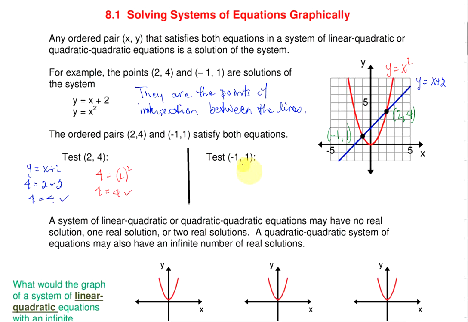Alright, let's try the point (-1, 1). For our linear function, y is 1 and x is -1, and so we get 1 equals 1, so that works. And for our quadratic function, y is 1 and x is -1, and we get 1 equals 1 again, and so that works. If the points are truly solutions, then they will satisfy both equations. Both points satisfy both equations, and if you graph them, you'll see that they are the points of intersection.